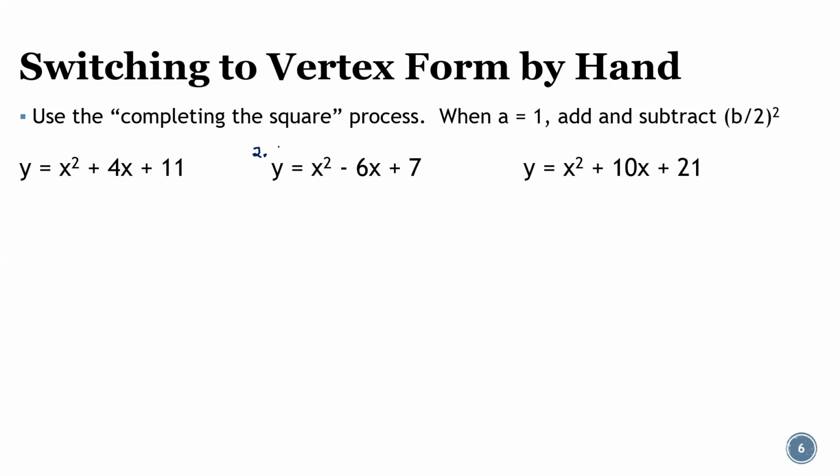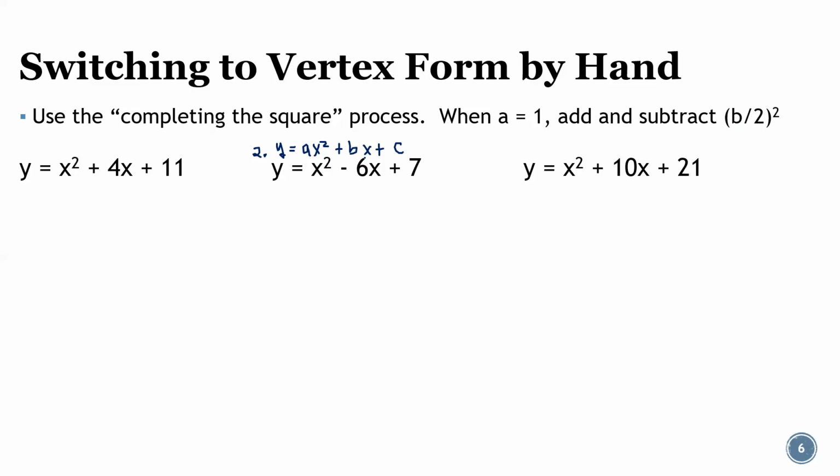We know that standard form or general form is y equals ax squared plus bx plus c. The completing the square process can get pretty complicated pretty quickly, and we have a calculator. So we are going to limit ourselves to doing this by hand algebra when a is 1. When a is 1, our strategy says that we are to add and subtract b over 2 squared.